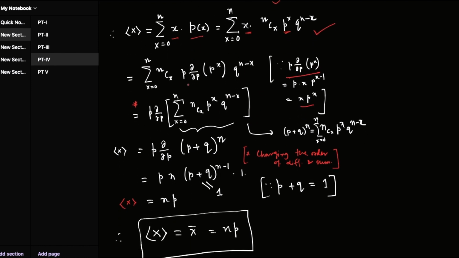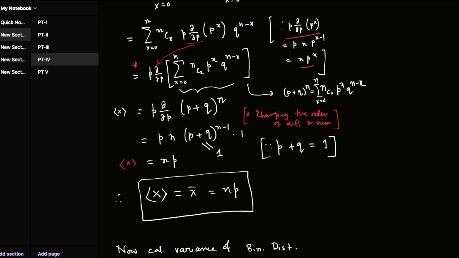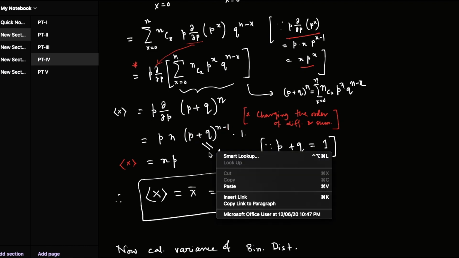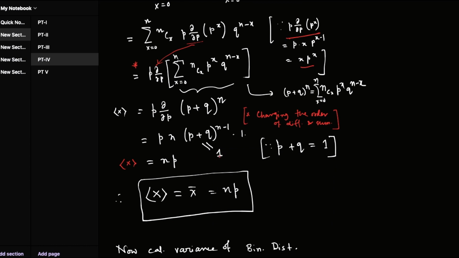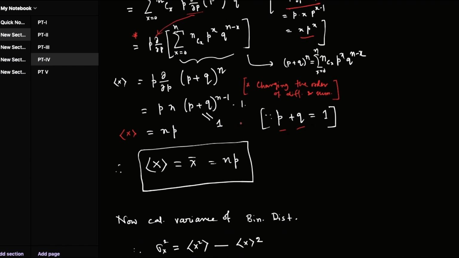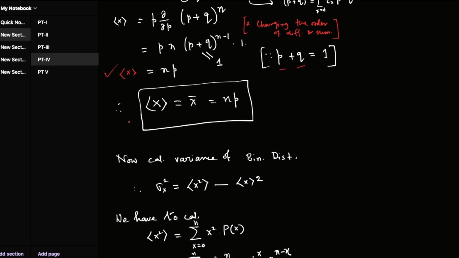And p del del p can be taken outside, because changing the order of differentiation and summation does not affect the result, as is easily seen from this calculation: the sum over x equals 0 to n of NCX p to the power x q to the power n minus x. And what is that basically? From the binomial theorem, that is p plus q to the power n. If we take the derivative with respect to p, n comes out times p plus q to the power n minus 1, and p plus q is 1, total probability. That means x average is np for a binomial distribution.